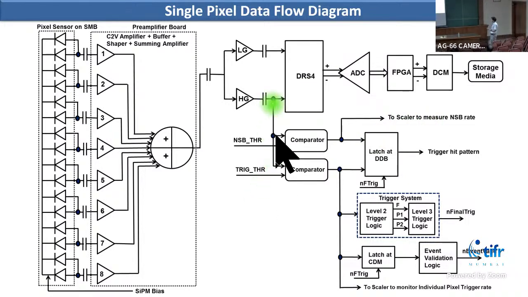Another copy of this high gain version is used to generate the pixel triggers. Further, this information will be latched, and this information also goes to the camera trigger system, where the final trigger signal will be generated. And there is a latch also. So with the latch information, this will be used for validating the event signal.